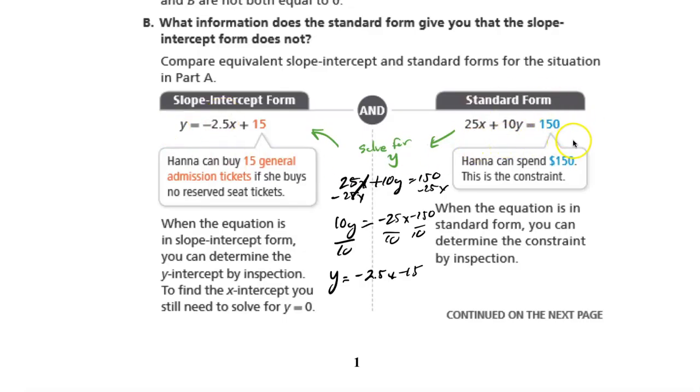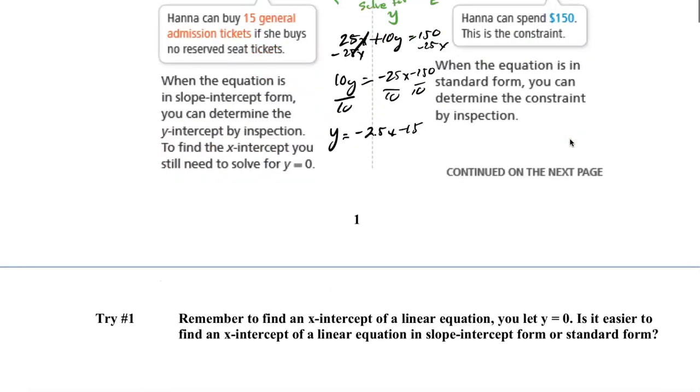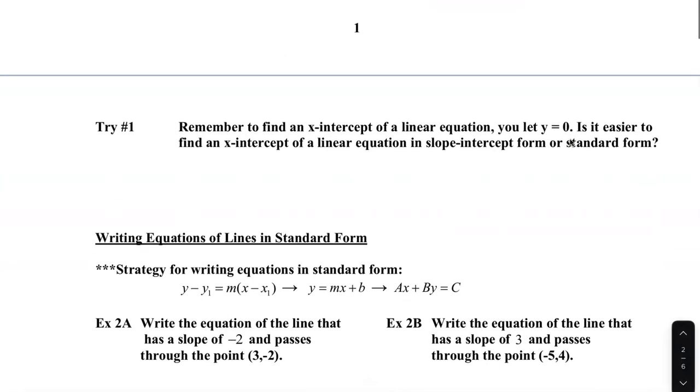Let's use this standard form to find the x and y-intercept to show how easy it is. So I'm right down here, right? It's 25x plus 10y equals 150. If I want to find the x-intercept, if you remember, that's when y equals 0.